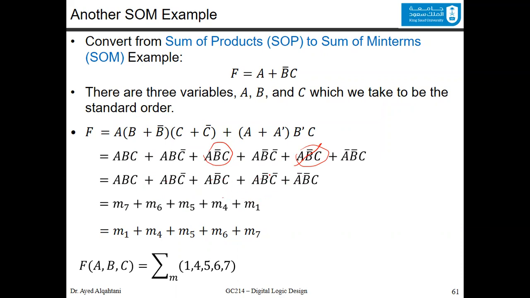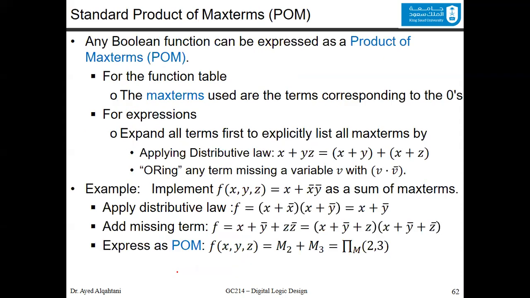To understand how we did that, you get the binary first. You get 0, and this one 0, and this one is 1, and you know this is 4, M4. And so on for the rest. After that, we just order them and we write them in the shorthand form, which is 1, 4, 5, 6, and 7. We do the summation for those min terms.